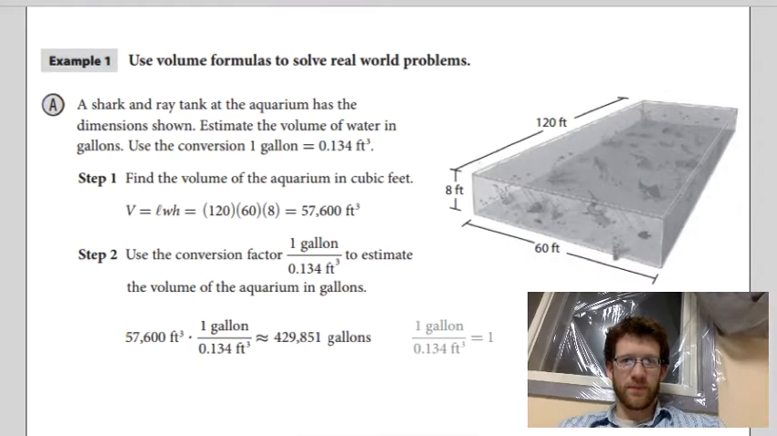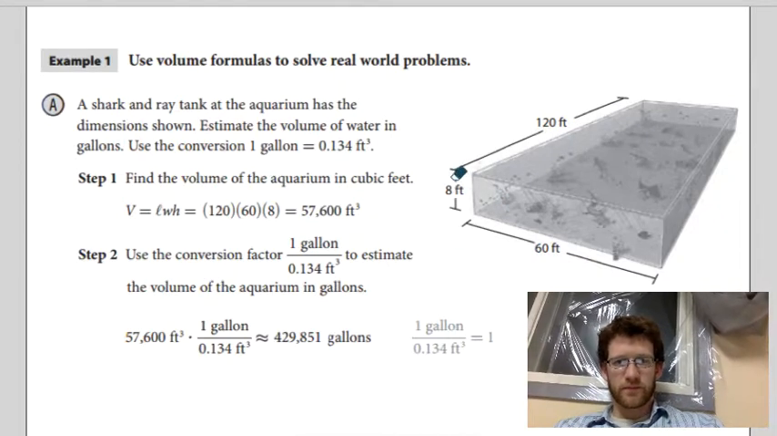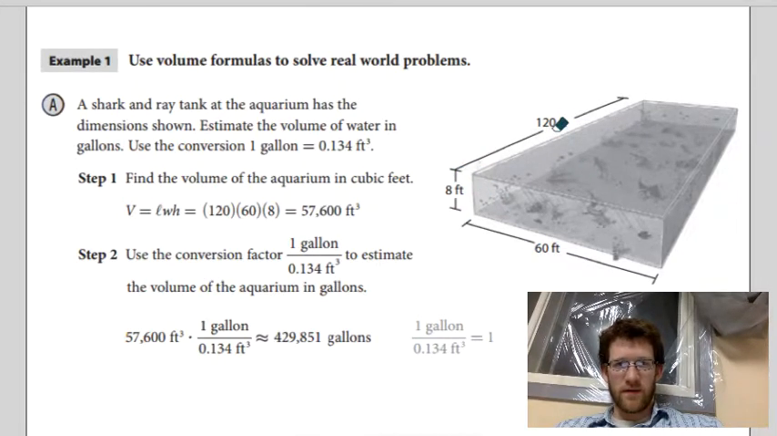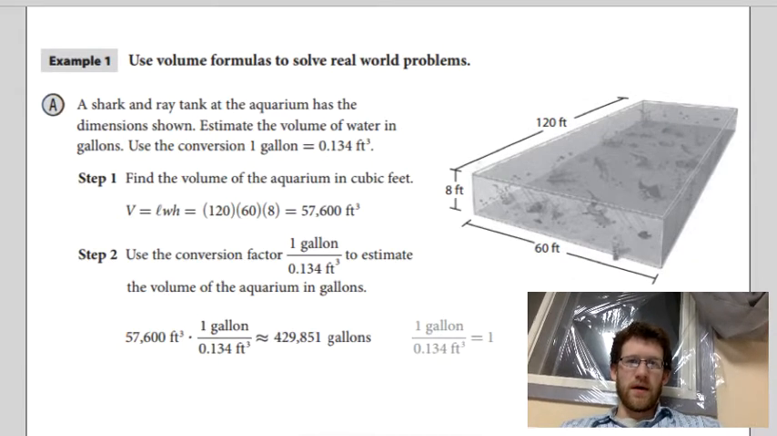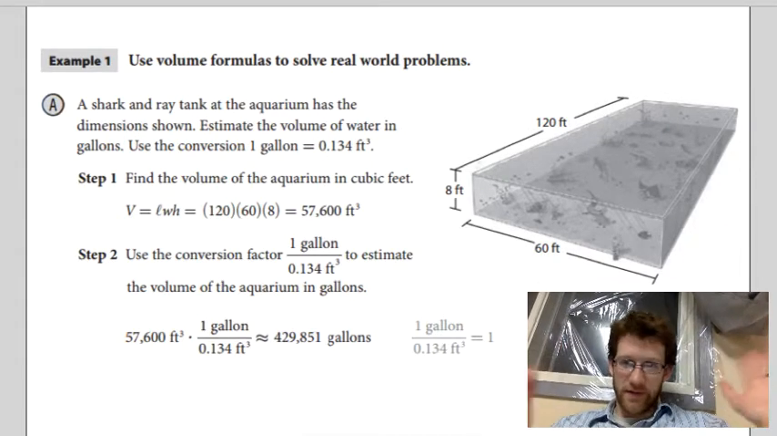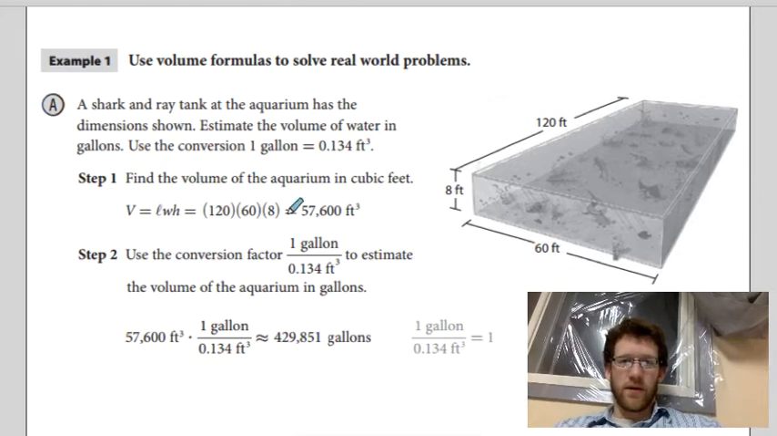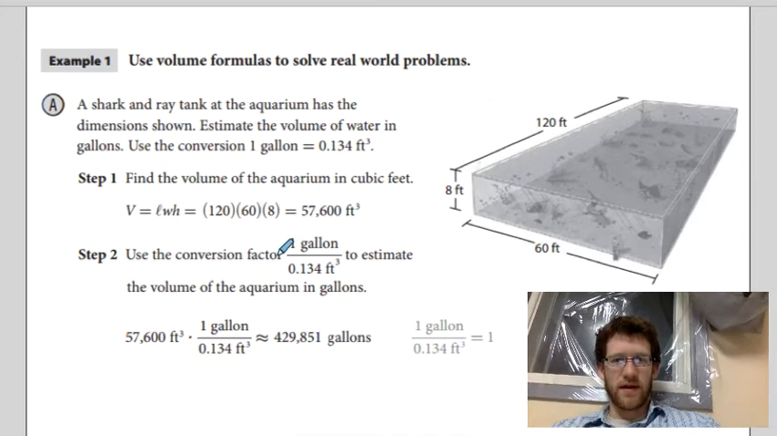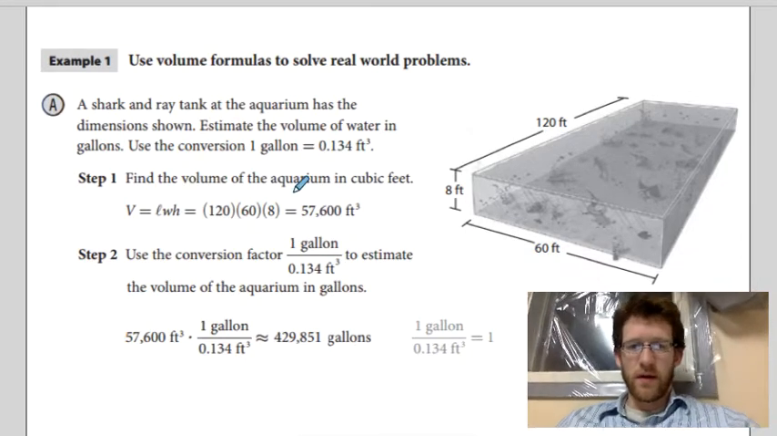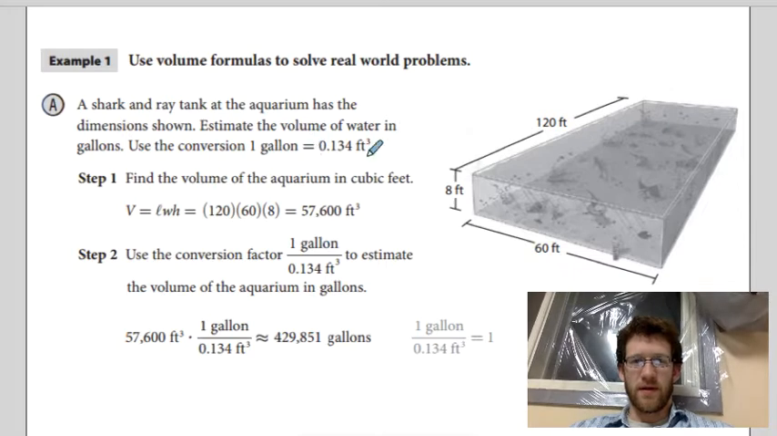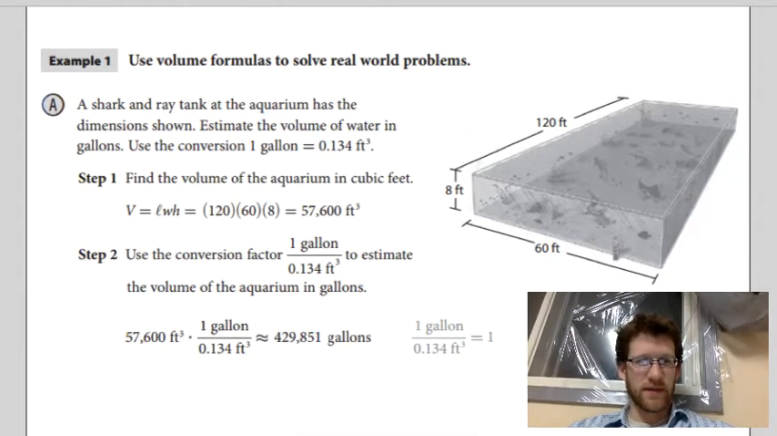Okay, quick example. This one here has us find the volume of this aquarium, which is 120 by 8 times 60. Multiply them all together, we get an answer. The book then has to try and make it harder because it can't be that easy. They want you to tax your brain a little bit. So then they want you to convert from cubic feet into gallons. Again, you just multiply by their conversion factor here. Those of you who've done chemistry do this 10 times a day.